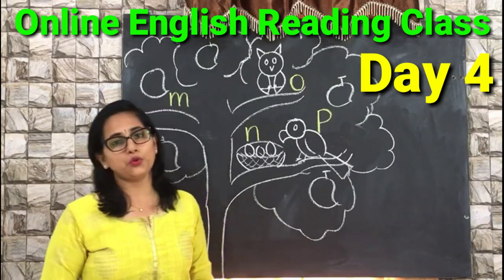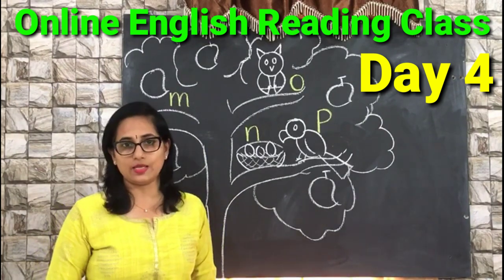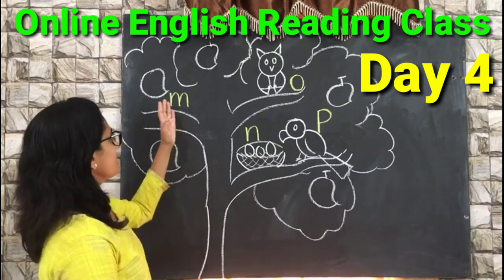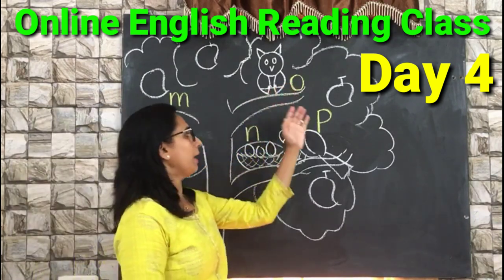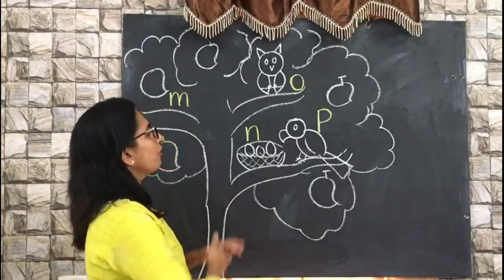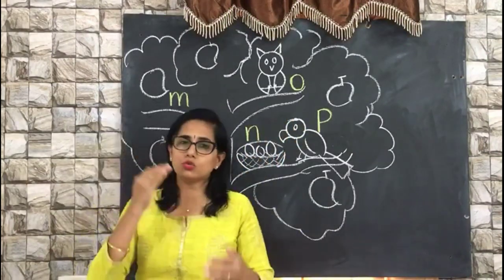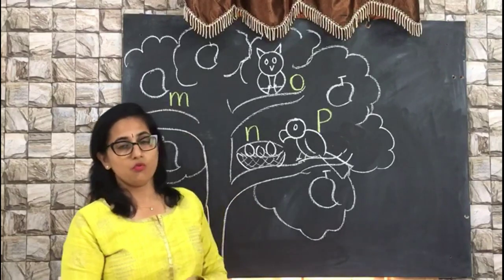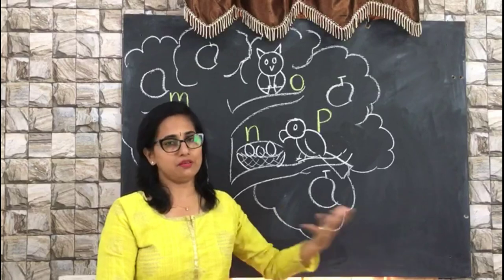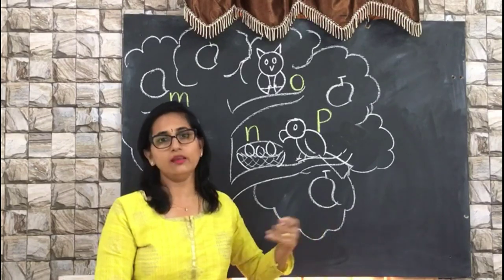Today's topic is how to introduce the sounds of each letter, the phonetic sounds. These are the letters M, N, O and P for your tiny one. Before going into these letters, let's do a small recap. We have learned the sounds of A to L in our previous classes, like class 1, 2 and 3, right?